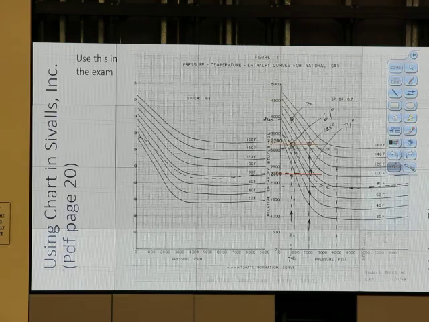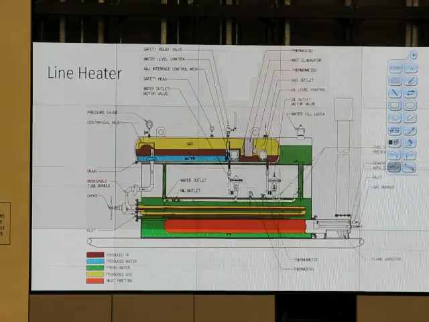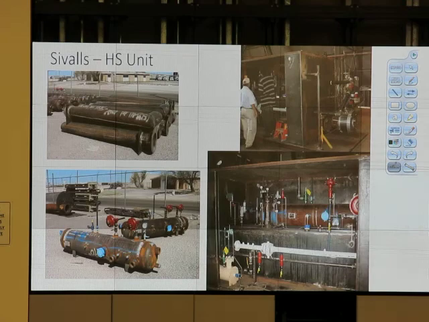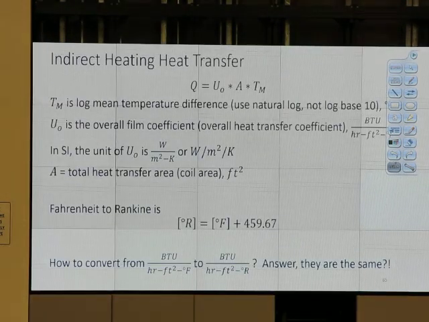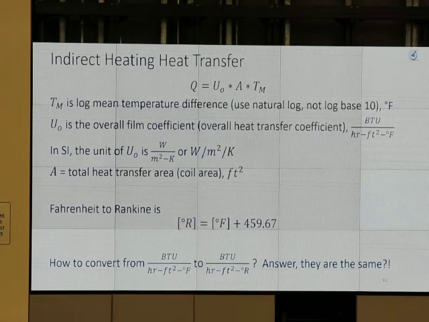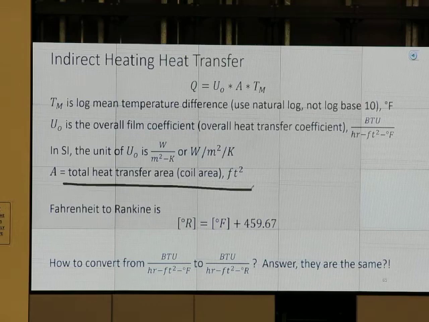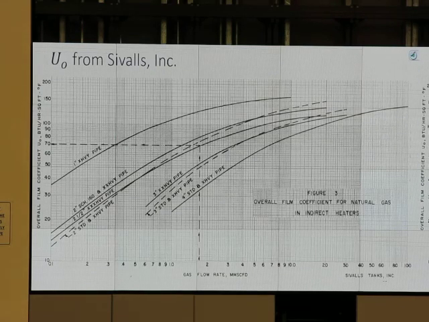The value that we don't know is A. We know T sub m, we know U, we know Q, then we can calculate A. So when we calculate A, it is the total coil area. After I calculate A value with the right unit, let's say A equal to 40 square feet, then I am ready to open the chart to find out which model to select. And done. You like it? Let's see an example.